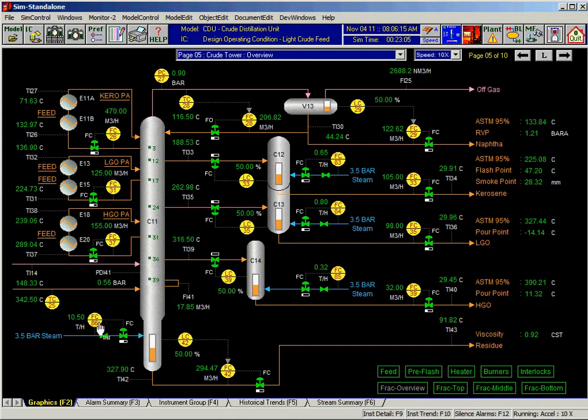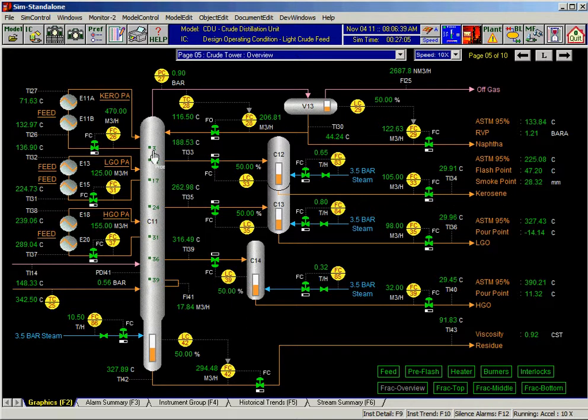And then we have an overview for the main fractionator, atmospheric, so that's where the heater outlet is coming in. So we have the overhead system. Naphtha or gasoline or wild naphtha is coming off as liquid. Gases go to the off-gas compressor.